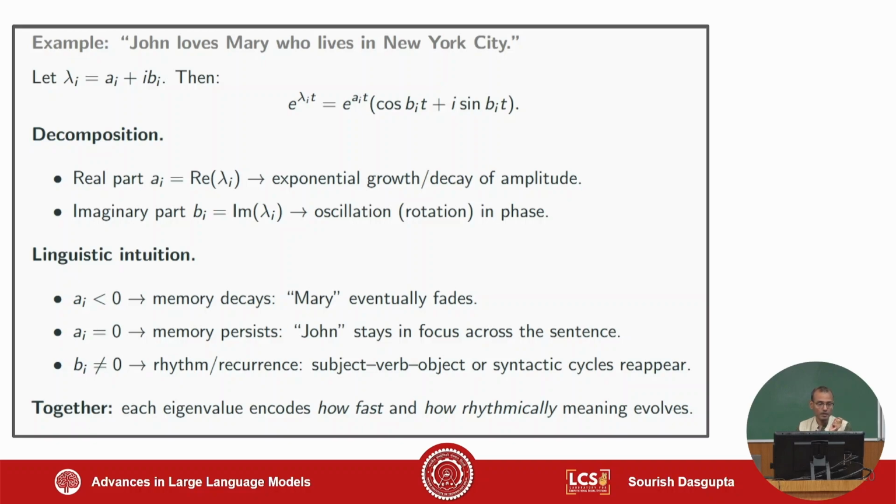So as an example, the linguistic intuition is that if AI is less than 0, which means that memory decays exponentially, like Mary eventually fades. AI equals 0 means memory persists. John stays in focus across the sentence, right? And if BI is not 0, which means lambda is a complex number, that particular aspect will recur, will reappear. That's what it means, right?